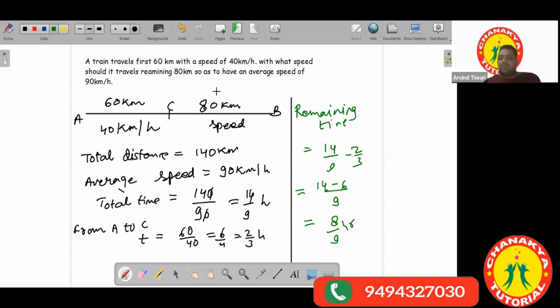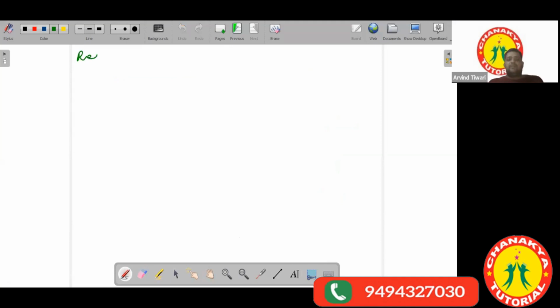So we need to find out now the speed with which it is to travel. So required speed we can get as distance by time, where the distance to be traveled is 80 kilometer and time we have left is 8 by 9. So 80 divided by 8 by 9. Here we convert this division into multiplication. We'll write 80 multiply 9 by 8. If you convert the divide to multiplication, it becomes reciprocal. So you have 9 by 8.